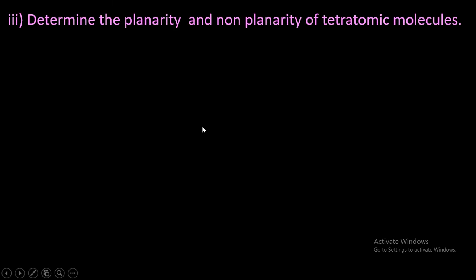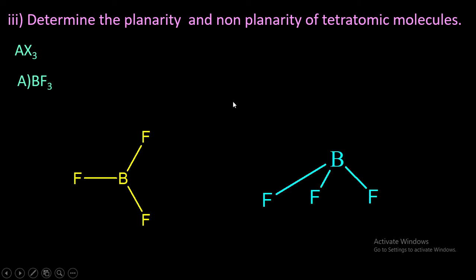Now, the third application, determine the planarity and non-planarity of tetratomic molecules, that is of the type AX3. The first example of a tetratomic molecule is BF3. The structure of BF3 is present either in planar form or in pyramidal shape. If the dipole moment is equal to 0, the structure is planar. If the dipole moment is not equal to 0, the structure is pyramidal. The dipole moment of BF3 is equal to 0. The structure of BF3 is in planar form.